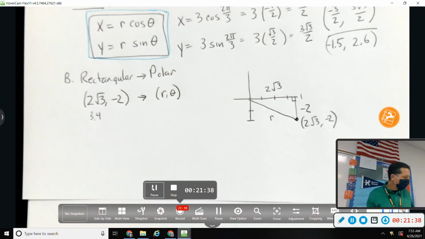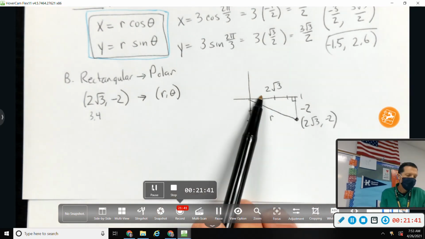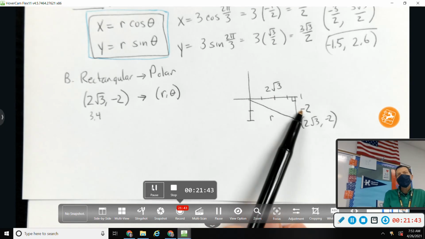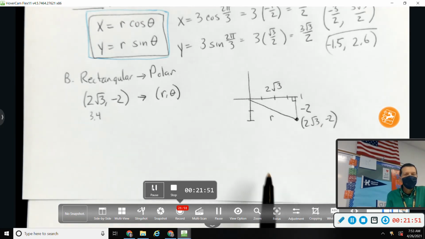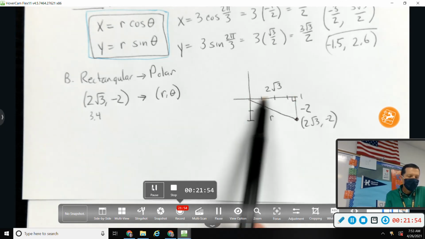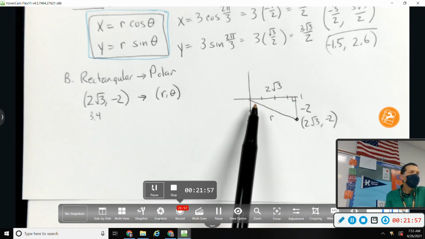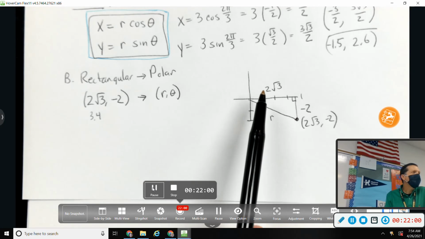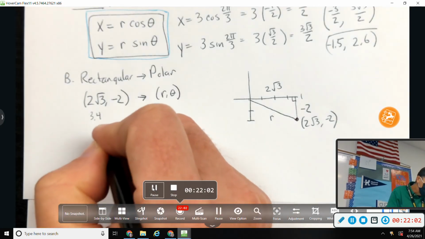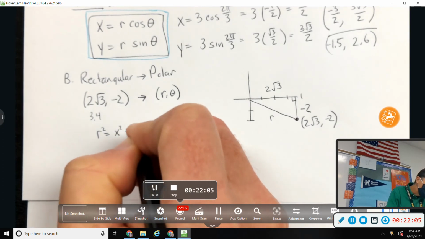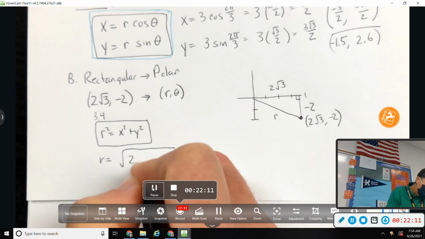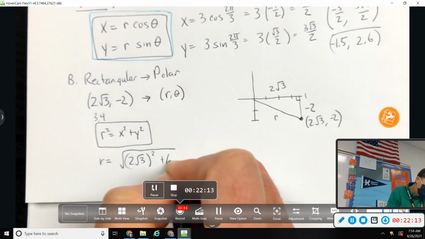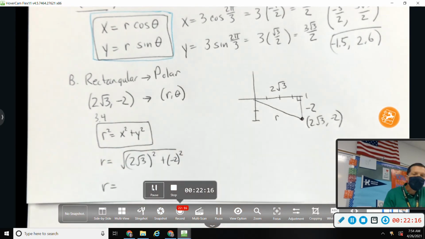So what do you think? How can we figure out what r is if we know those two lengths? We're going to use that in a minute, rise over run, but that sounds like a slope thing. This is a right triangle, so somebody said it, I think. Pythagorean theorem. So r squared is equal to x squared plus y squared. Let's see if this works out to give us something nice.